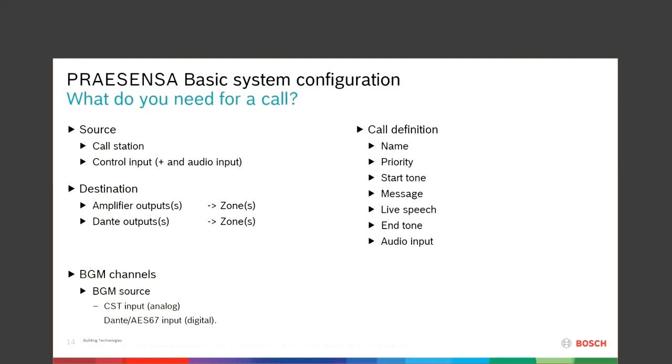If you want to create BGM channels, background music, you need a source. A source for background music can be a call station, the call station input. There is a 3.5mm mini jack where you can connect a music source. Another source for background music can be a Dante or AES67 input.